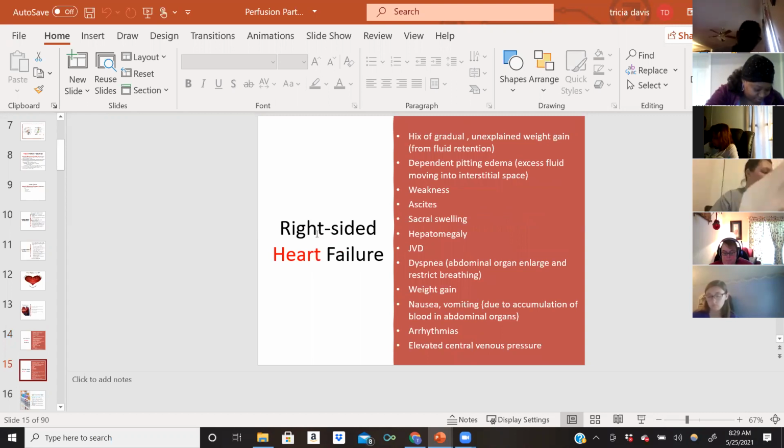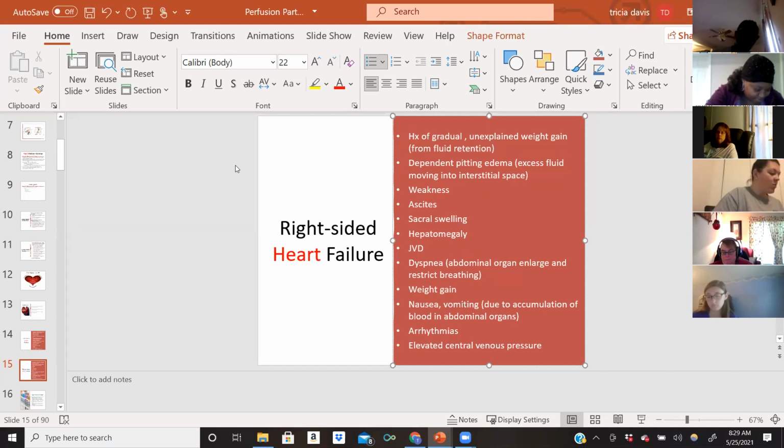Right-sided heart failure. Your patients might complain of a history of gradual unexplained weight gain. So some patients could say, I woke up and I gained 4 pounds from yesterday. That's not so gradual, but you do see that sometimes with patients who have chronic right-sided heart failure. Or they just might report, over the past 3 or 4 weeks, I've gained like 5 pounds. I've noticed that my legs feel heavier. It's going to be from that fluid retention because that right-sided heart is not working. So all that blood is going to pool in those lower extremities.